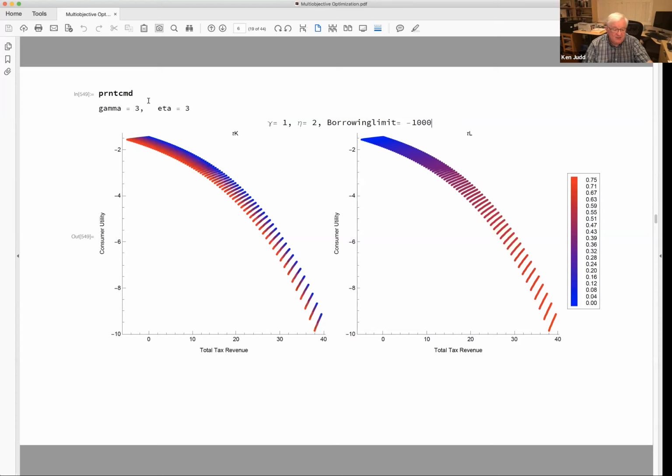If I jack up gamma to 8, then we get a mixture. Because basically what happens when gamma equals 8, the intertemporal elasticity of substitution is very small, and so taxing capital income doesn't have much of a distortion.